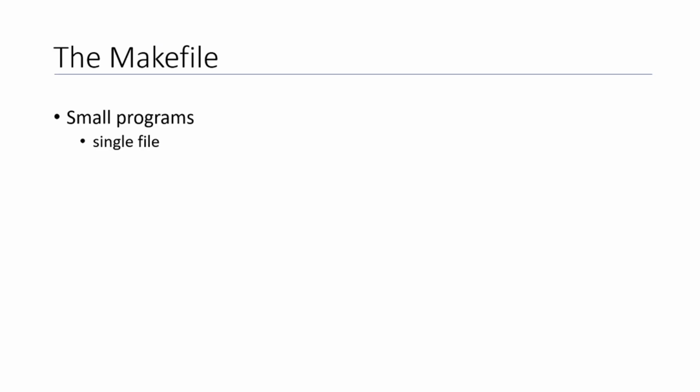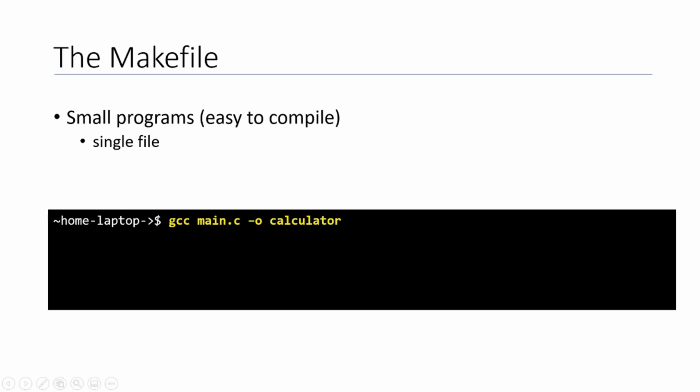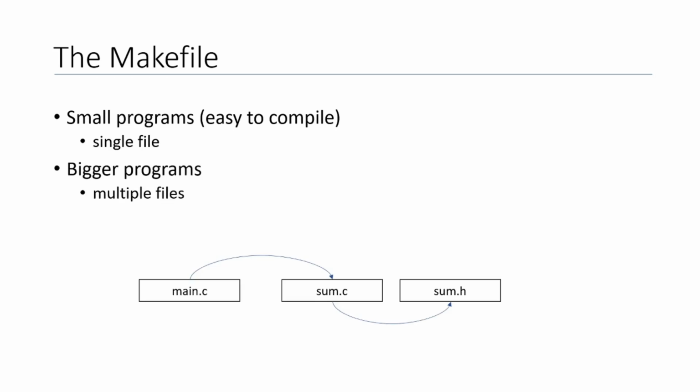When you're writing a program in C, you can easily compile it by just calling the compiler, the file containing your code, and then naming the output object. However, when you're writing bigger programs, it's a good idea to divide your code into many files. And that's when the makefile comes in handy.